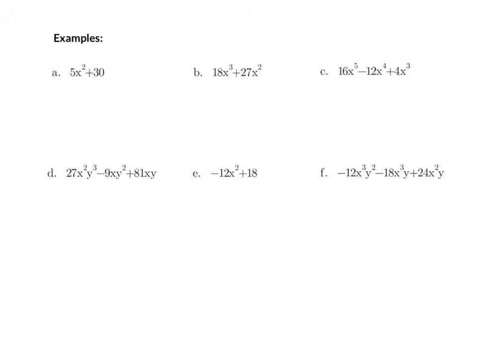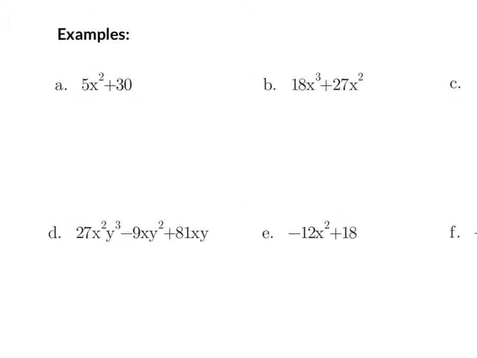So if we look at example A, we have 5x squared plus 30. And so let's start with the numbers. What is the largest number that goes into 5 and 30? It is 5. Note that there are no variables in our greatest common factor. We have one term that has x squared, we have another one that has no x's. So there are no x's in common in our 2 terms. So our greatest common factor is just 5.